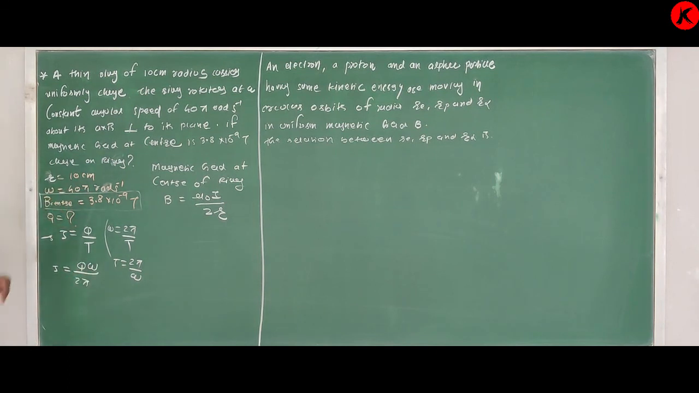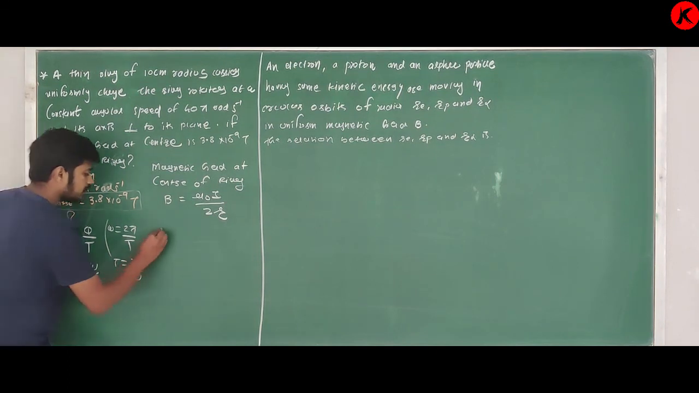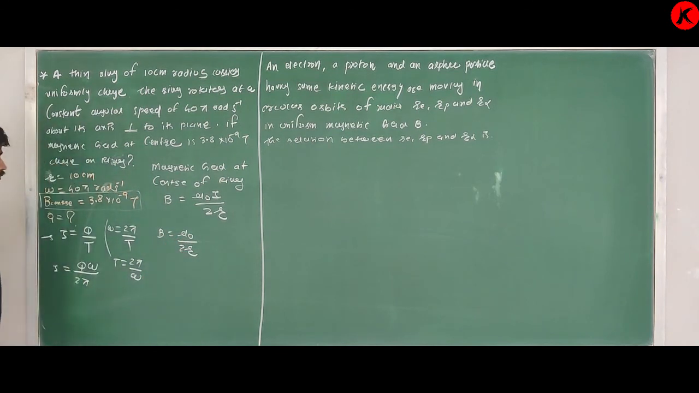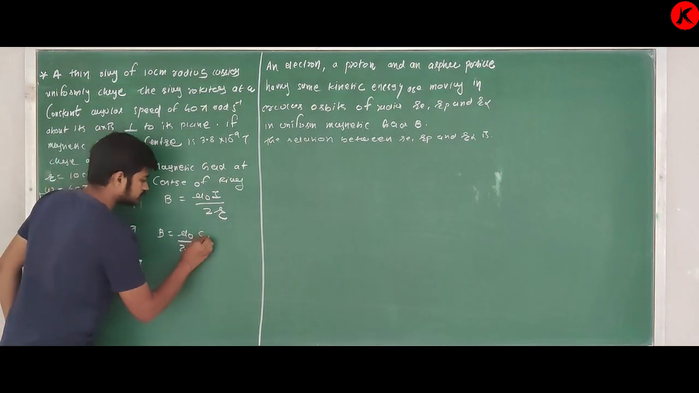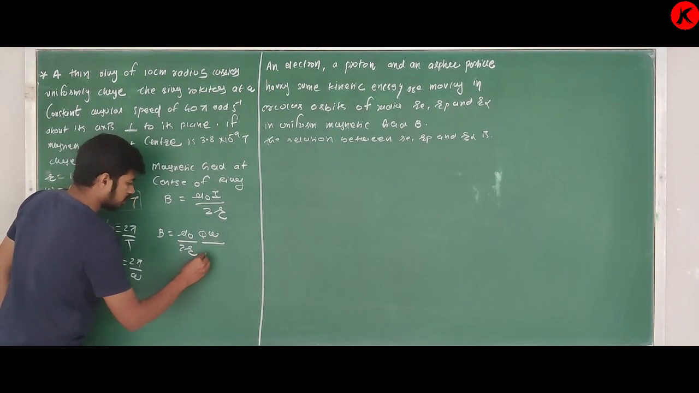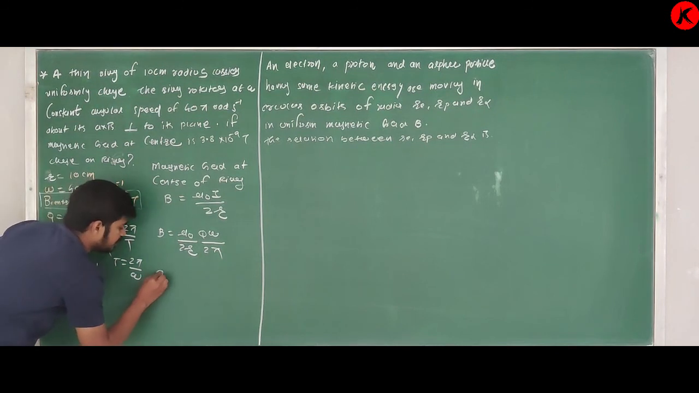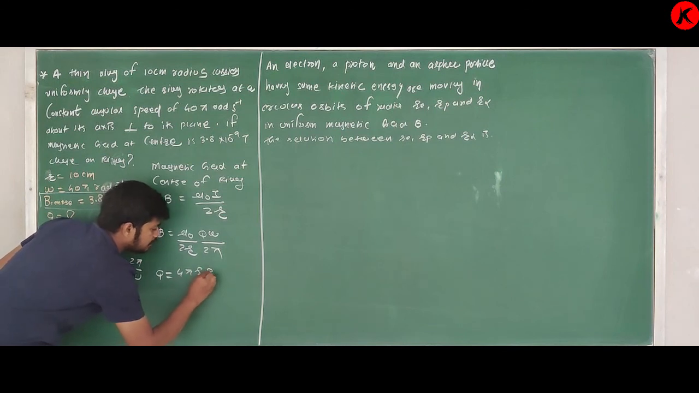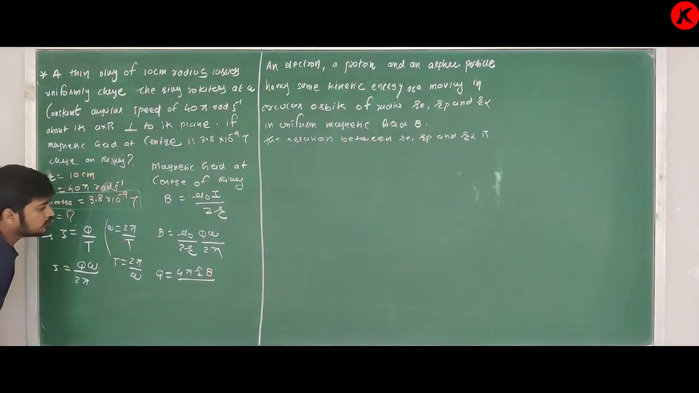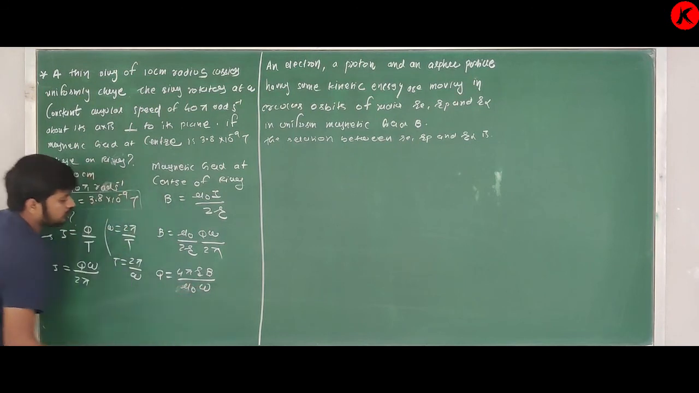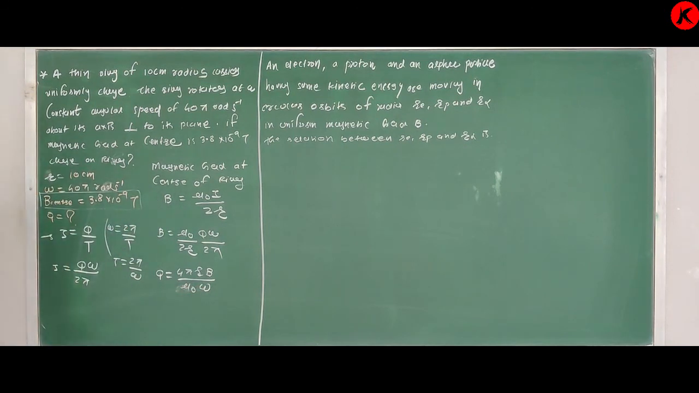Now in this equation, put the value of I. That is, B is equal to mu 0 upon 2r, and the value of I is Q omega upon 2 pi. Now make Q the subject. Then 2 times 2 pi is 4 pi, so it is 4 pi r B divided by mu 0 omega.